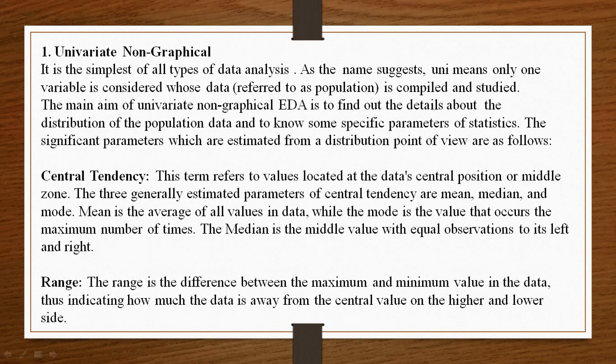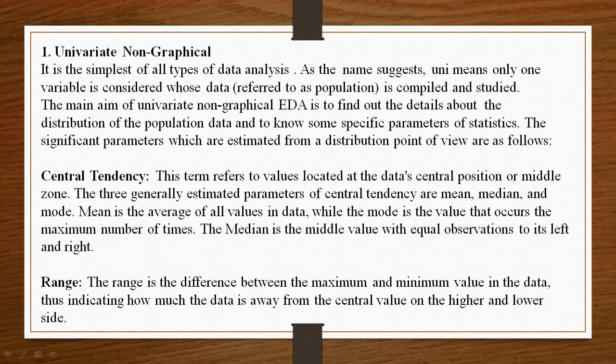Okay, univariate non-graphical. It is the simplest of all types of data analysis. As the name suggests, uni means only one variable which is considered, whose data is compiled and studied. The main aim of univariate non-graphical EDA is to find out the details about the distribution of the population data and know some specific parameters of statistics.